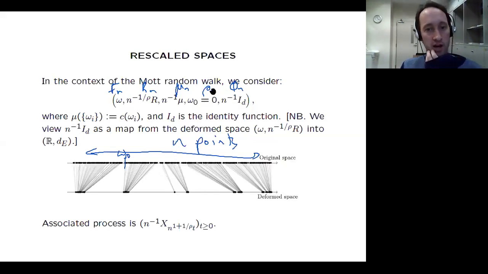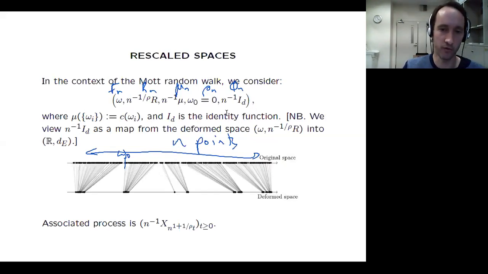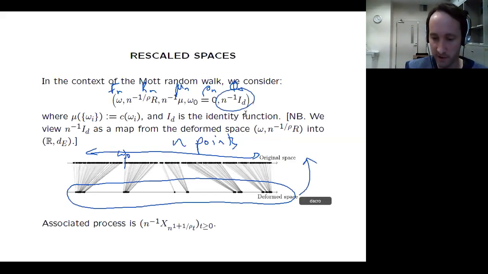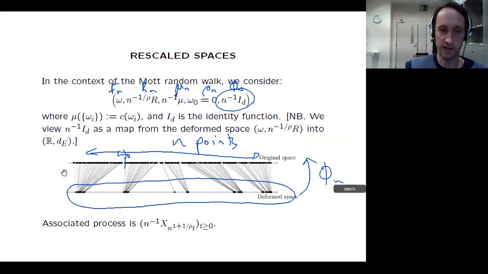And like I say, although it seems a bit superfluous to include this identity map here, the real reason we do it is we're not really viewing it as the identity map, we're viewing it as a map from this resistance space at the bottom here, which isn't really one-dimensional before we get to infinity, as it were, n is infinity. We're really viewing this identity map as a map from that deformed space up to the original Euclidean embedding of the points. And so that's the point of including this map here.